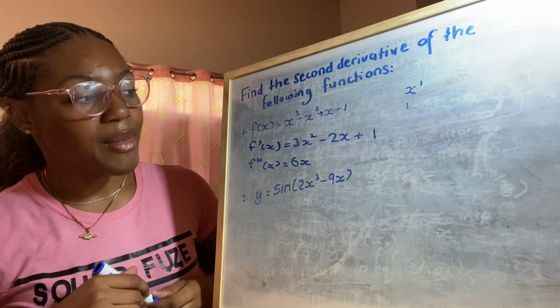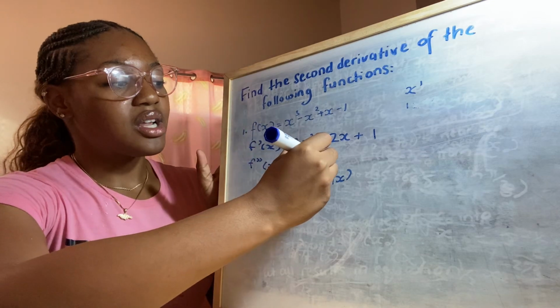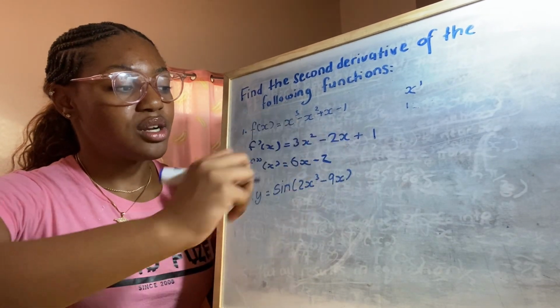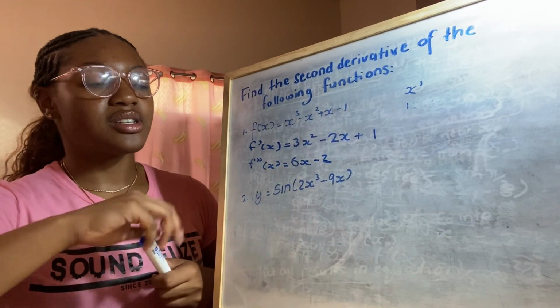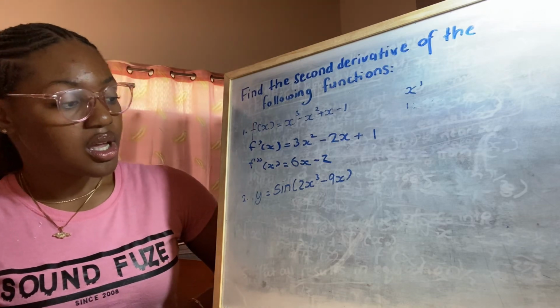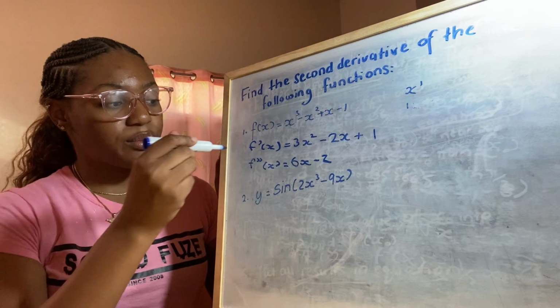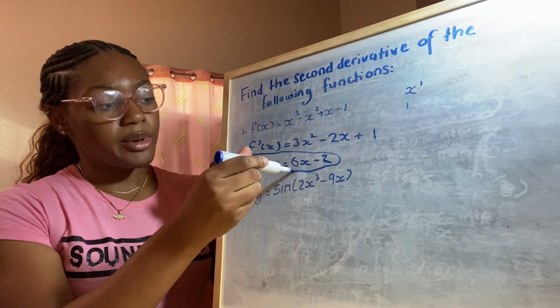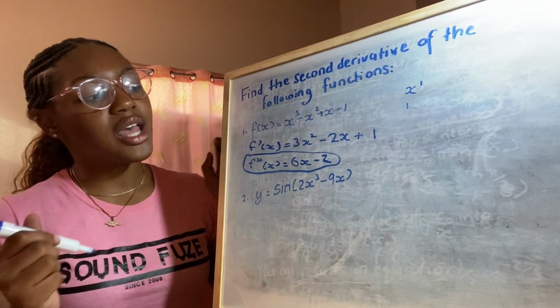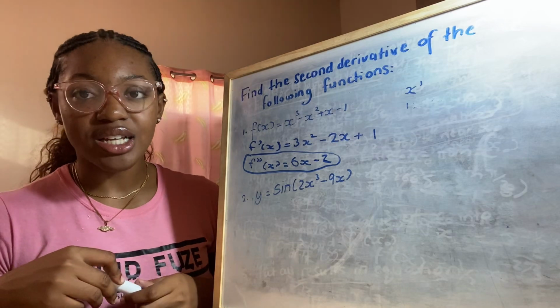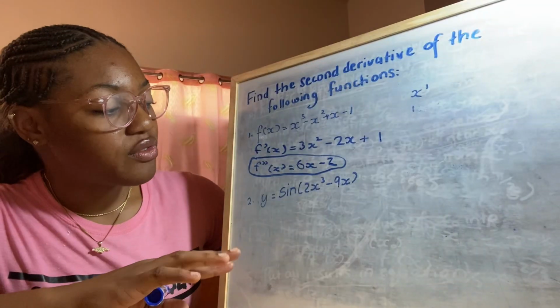Next, we'll have minus 2x. So that's going to give us minus 2. And of course, the constant becomes 0, so we don't have to put it. And yeah, that is our second derivative. So this will be the answer. The second derivative of the function up here is 6x minus 2. So now we move on to our second example.